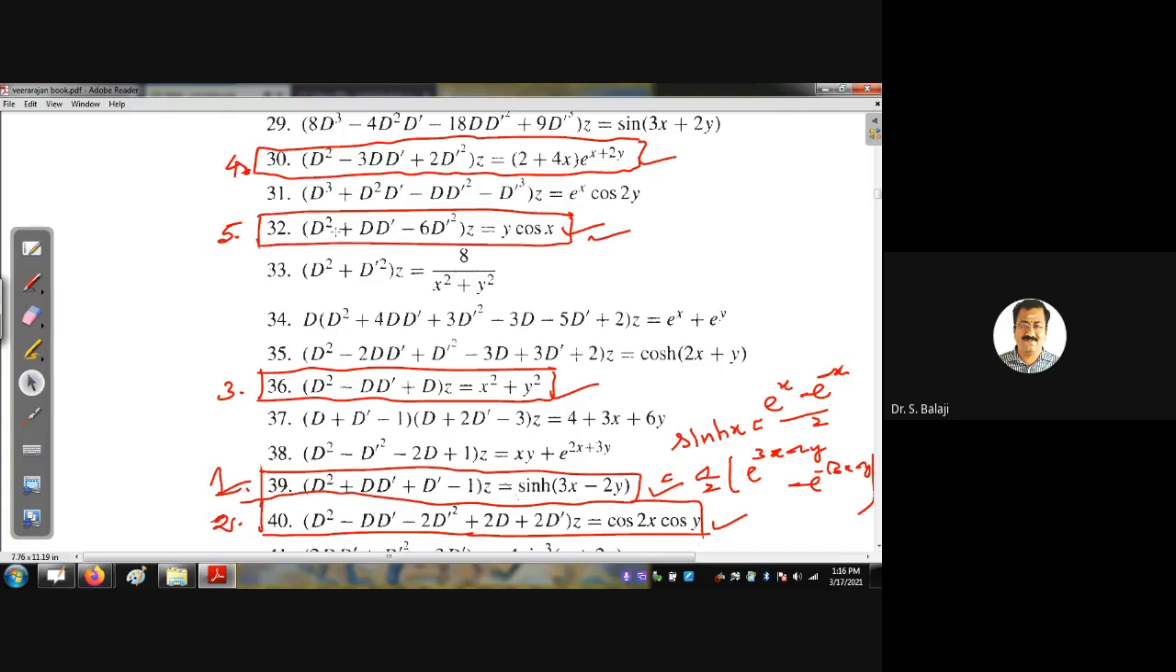And the fifth problem, this is type 5. Product of algebraic and cosine function, therefore type 5 you can proceed: D square plus DD dash minus 6D dash square of z equal to y cos x.